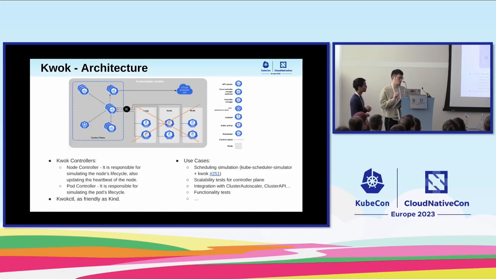Actually, the architecture of KWOK is not quite complex. There is no kubelet, there is no node, there is no data plane. All of this will be mocked by KWOK. To achieve this, KWOK has two controllers, the node controller and the pod controller. The node controller is responsible for simulating the node life cycle, and it also maintains the node heartbeat to the API server. The pod controller is responsible for simulating the pod life cycle. So you can mock any node, any pod, at any status, at any time. It's quite flexible because in KWOK, everything is API objects. Yes, KWOK also has a client tool, kwokctl. It's as friendly as kind.